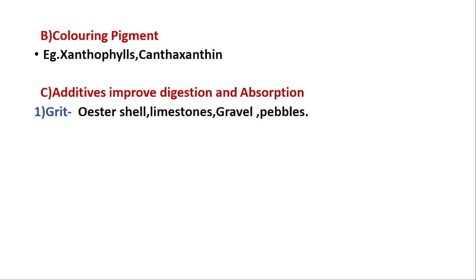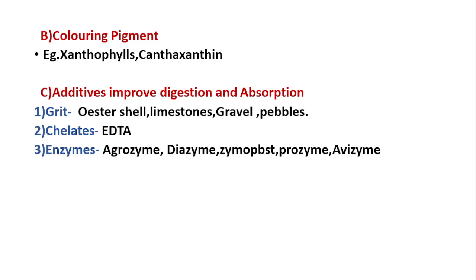Examples such as oyster shell, limestone and gravel have been used successfully as long-lasting sources of grit. Now we see the chelates. The popular example of chelates is EDTA, which is sometimes used to increase the availability and absorption of certain minerals. In chicks, zinc absorption is enhanced through the addition of EDTA, and that's why EDTA is used as a chelate.